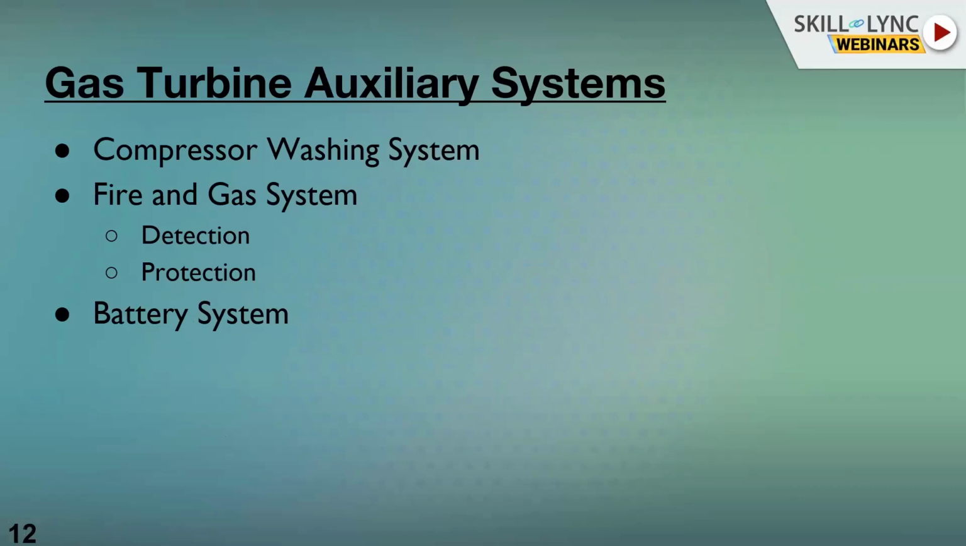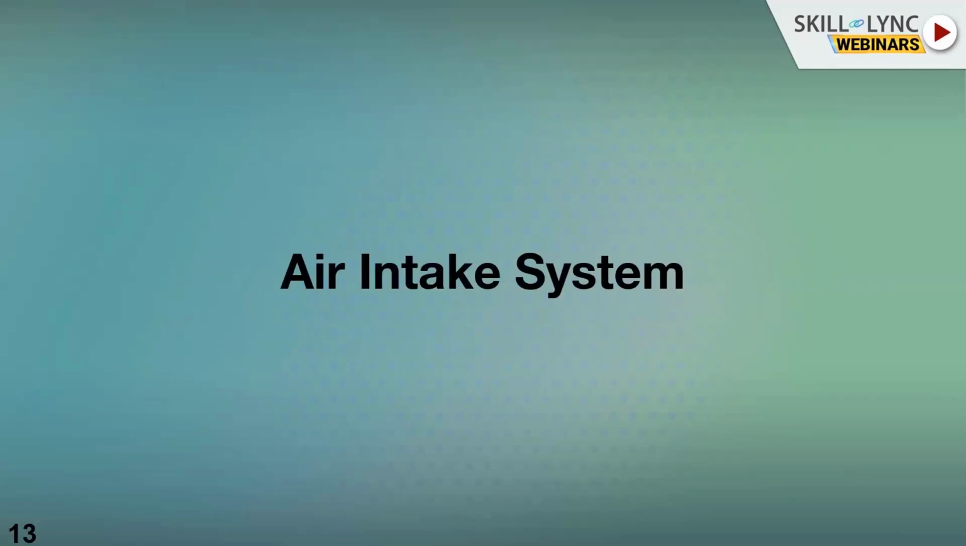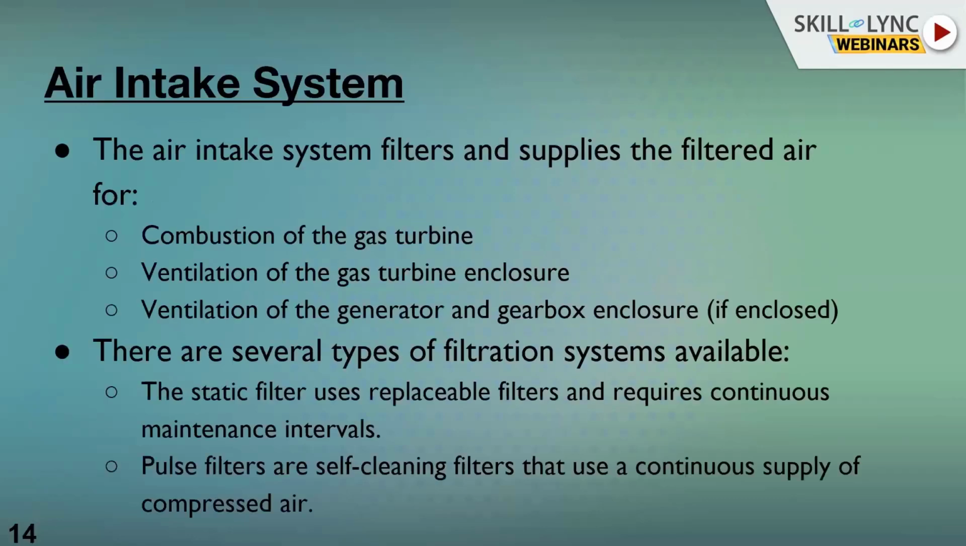I would like to move into detail on each system. The first I would like to talk about is the air intake system. So what is the air intake system? We need air for combustion. That is what we learned from the basic principle of the Brayton cycle. So how is the air being supplied to the gas turbine? Through the air intake system. So that is the first component of the gas turbine.